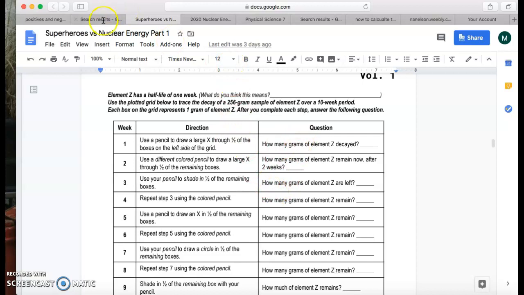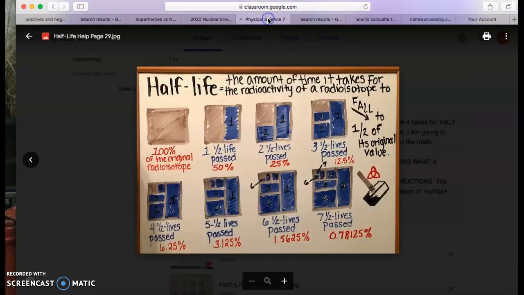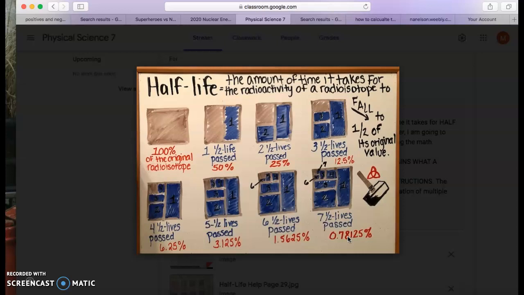I know for some of you, you're like, whoa, you've already lost me. I have no idea what you're talking about. So I've attached this picture for you in Classroom. I use the colors of Thor here to show you what your graph should eventually look like. Each time I cut it in half, I've numbered them so that you can see what I mean by each half-life. So this is 100% of the original radioisotope. For your example on page 29, this is your full 256 grams.